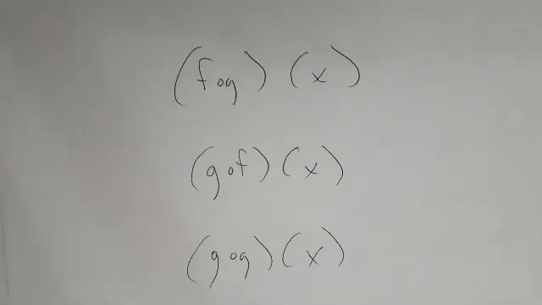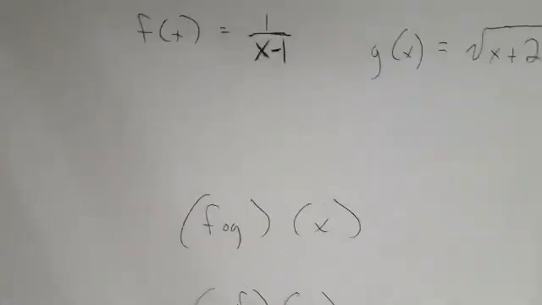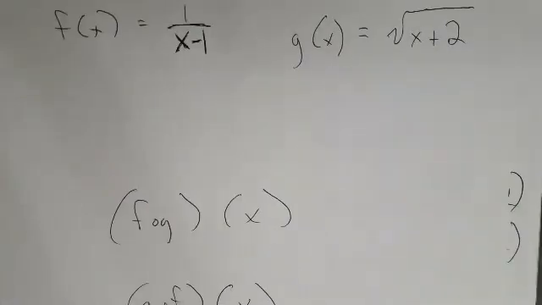All right, I'm going to do f of g, g of f, and g of g, I think is what I want to do. Let's just throw these out there. I don't even know what it's going to do.